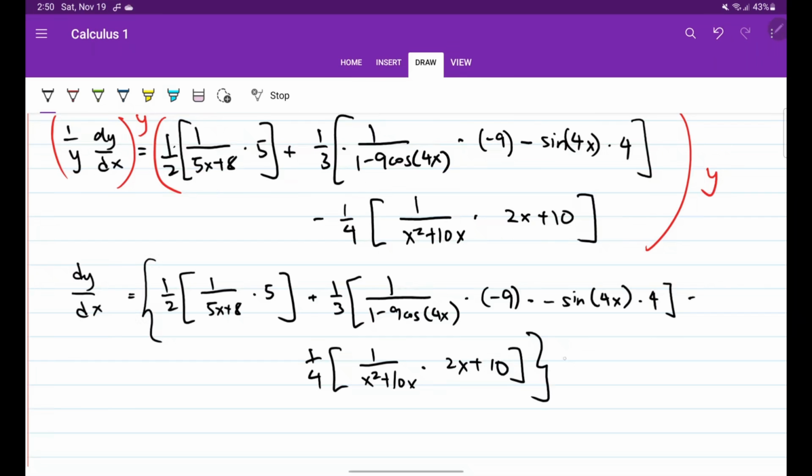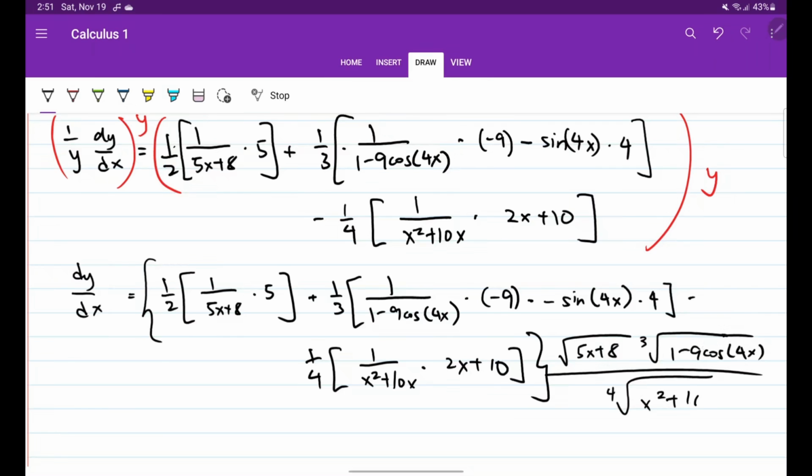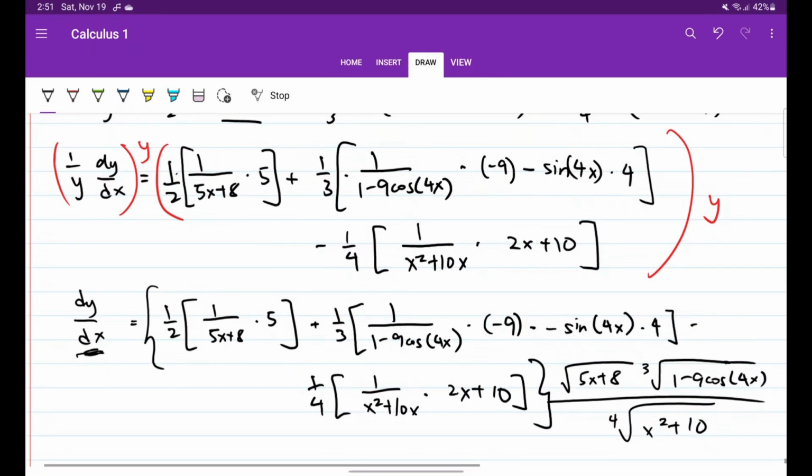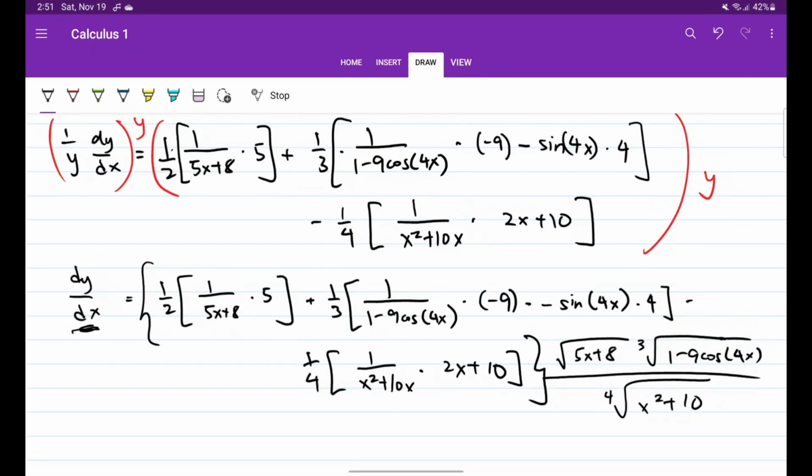And y natin is yung square root ng 5x plus 8 cube root ng 1 minus 9 cosine 4x all over fourth root ng x squared plus 10. Okay? So, this is now our dy over dx. Again, it is important na sinosolve natin is dy over dx, no? We are not leaving this na 1 over y dy over dx. Okay? So, this is our example for logarithmic differentiation and see you in the next videos.